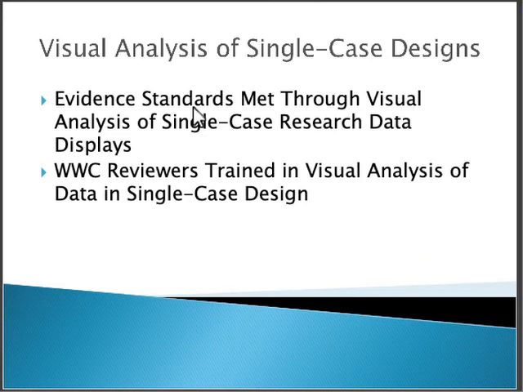So we use visual analysis of graphed data to make our decisions. The WWC reviewers have been trained in visual analysis of data. However, visual analysis is not without its flaws, and we have very low correlations between what some people will call a functional relation and what other people will call a functional relation. So it's a little messier than group design statistical analysis, because we're making judgments rather than having a test that tells us one way or another.